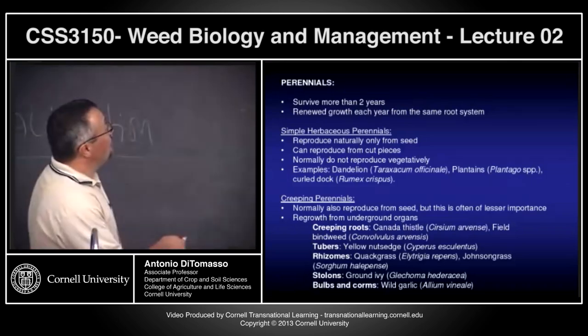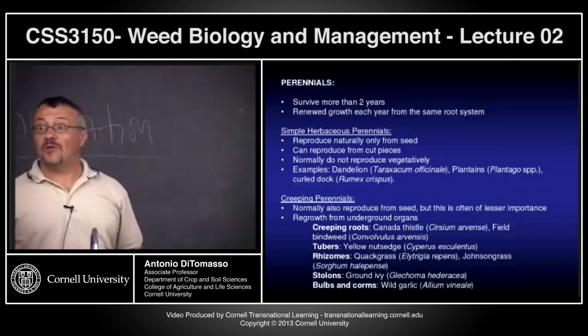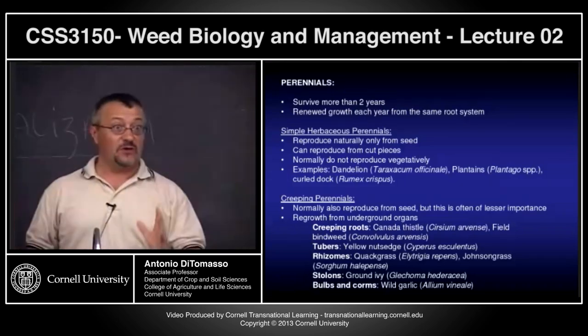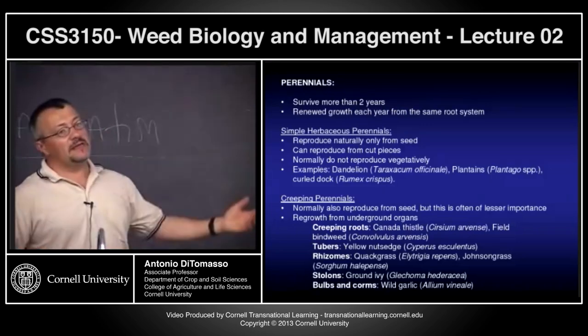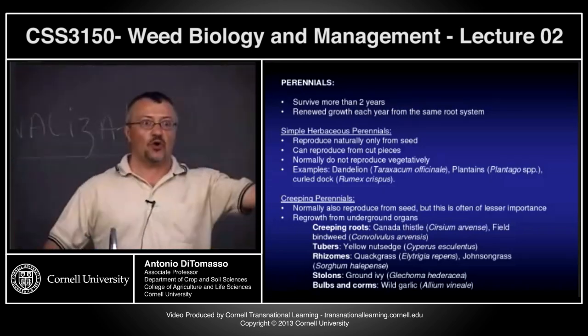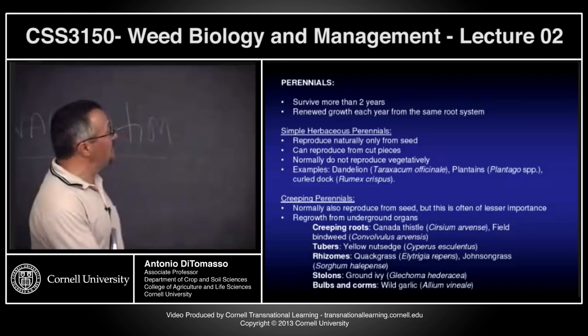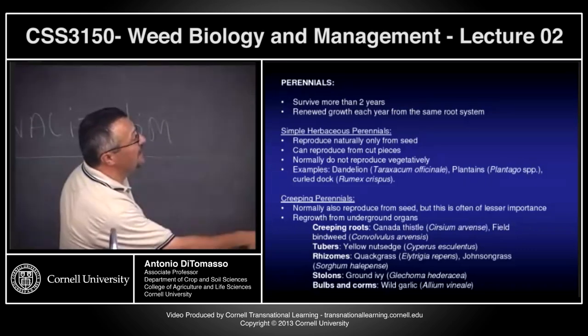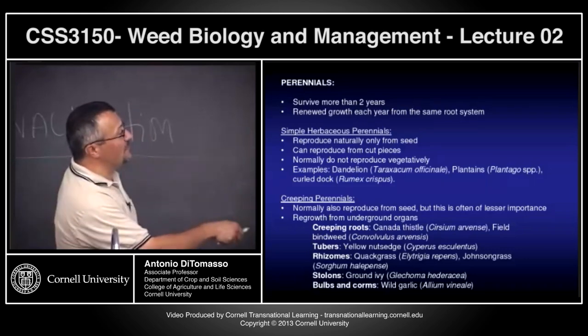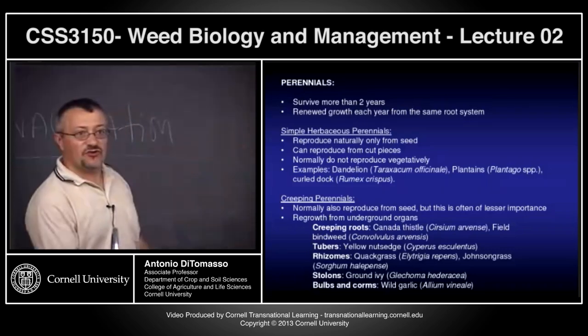Whereas the creeping perennials, these are the more problematic in terms of control. And when we talk about control, you're going to constantly see, oh man, they've got rhizomes, they've got tubers, they've got stolons, which are above-ground stems. These plants also reproduce by seeds, but it's less important than with these vegetative structures.